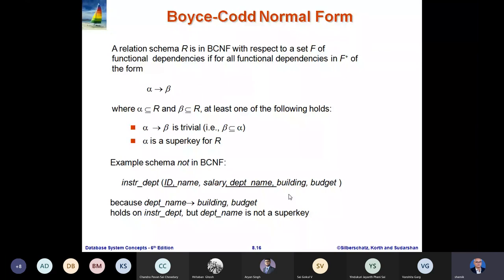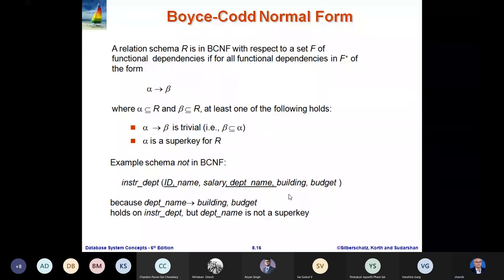That means if we fix the value of department name, then we get uniquely the name of the building. Also, we get uniquely the amount of budget. That's why we are writing that department name functionally determines building and also functionally determines budget. However, in this instructor department schema, department name is not a super key, because for the same department we can have many different values of IDs, names, and salaries, and hence department name is not a super key of this schema.